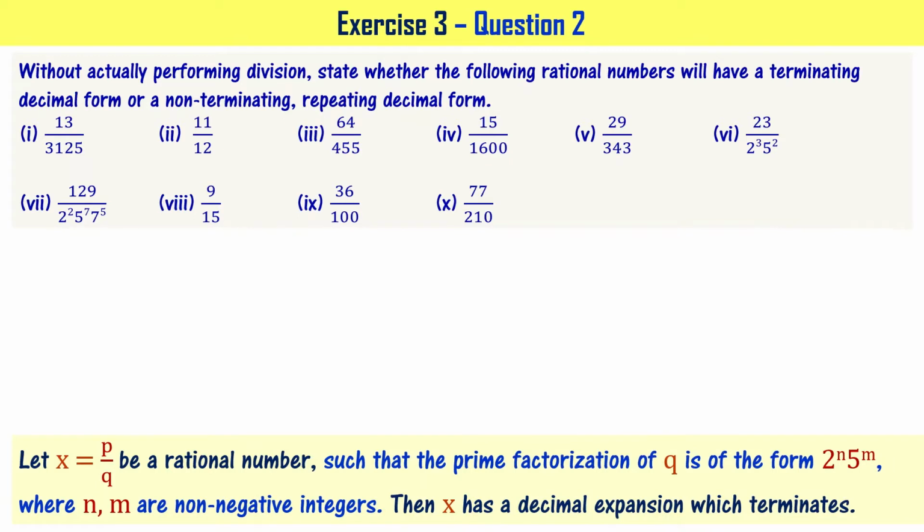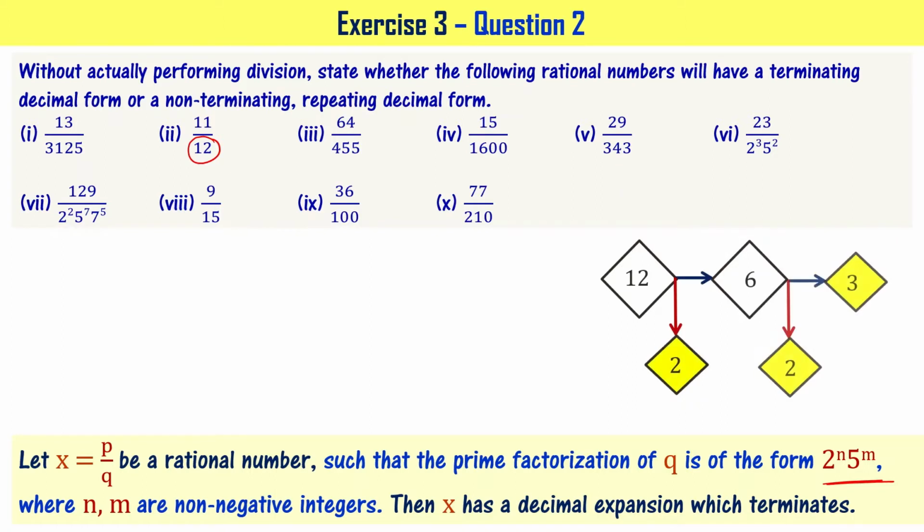We have to see whether the denominator can be expressed in the form of 2 power n times 5 power m or not. So 12 can be written as 2 times 6 and 6 can be written as 2 times 3, right? It means 12 equals 2 square times 3. Look at this. We have 2 square and I can say that 5 power 0 is there, but interestingly we have 3 power 1 here. The prime factorization is different from 2 power n 5 power m. It has 3 power 1 also.